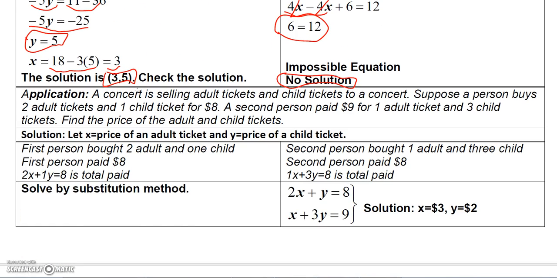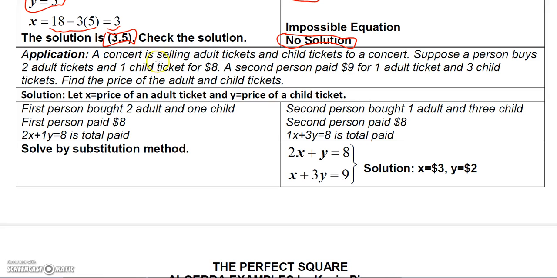Let me show you an application problem here involving the substitution method. It says here a concert is selling adult tickets and child tickets to a concert. Suppose a person buys 2 adult tickets and 1 child ticket for $8, and a second person paid $9 for 1 adult and 3 child tickets. Find the price of the adult and child tickets.